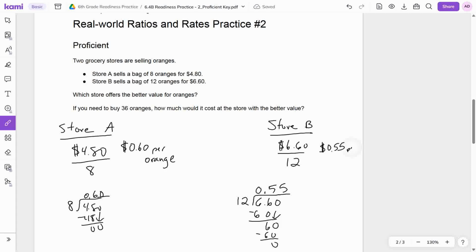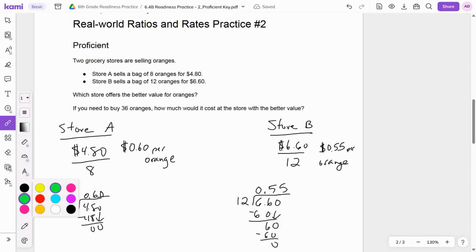All right, so which one's the better deal? Well, the better deal is going to be my store B, because that's cheaper. That's 5 cents cheaper per orange. Okay, so I'll put cheaper right here so we can see that that's going to answer my first question. And we can also put right here, store B.